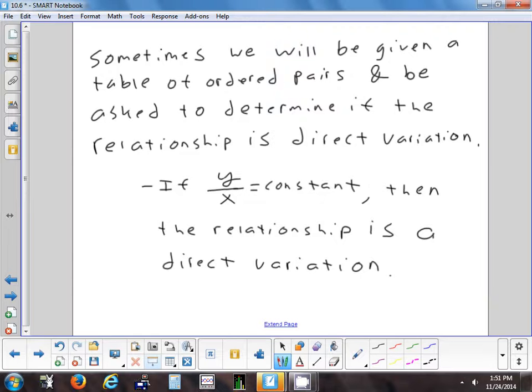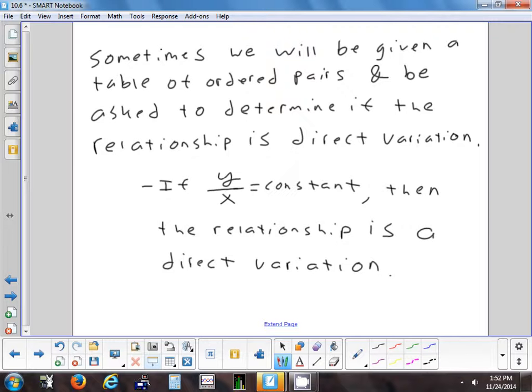So just like it says on top, when given a table, this is what you're going to use: the y coordinate divided by the x coordinate. If it comes out the same every time, then you have direct variation. You'll probably have to check that for maybe up to 3 coordinates. I'm not going to make you do any more than that. So you'll have to check y divided by x 3 times. If it comes out the same every time, you're good. Okay, everybody got that?